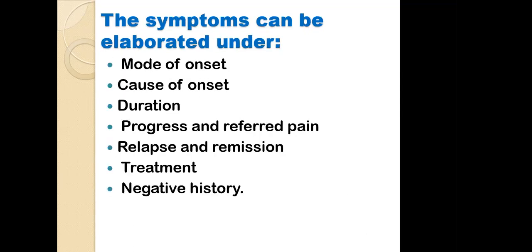So, in a nutshell, when you have extracted the information in the chief presenting complaint and the history, now you want to summarize it. Under the mode of onset, when did it start? How did it start? Cause of onset. What were the associated factors?